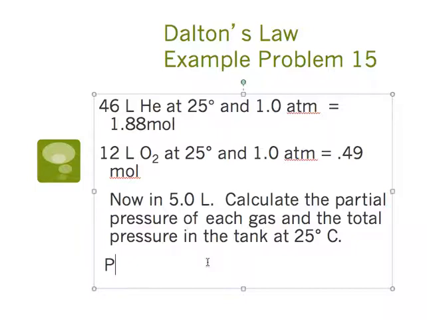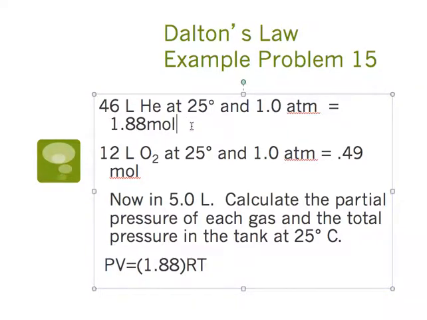Now there's a couple different ways you can do this. So obviously I can use PV=nRT. I can put my total moles in for the n, use my 5 liters for the volume, and get the total pressure. And then I can find out what percentage of moles is helium, and then take that percentage of the total pressure to figure out partial pressures. Or I can do PV=nRT for just helium. I can put just helium in there, get an answer for the pressure.